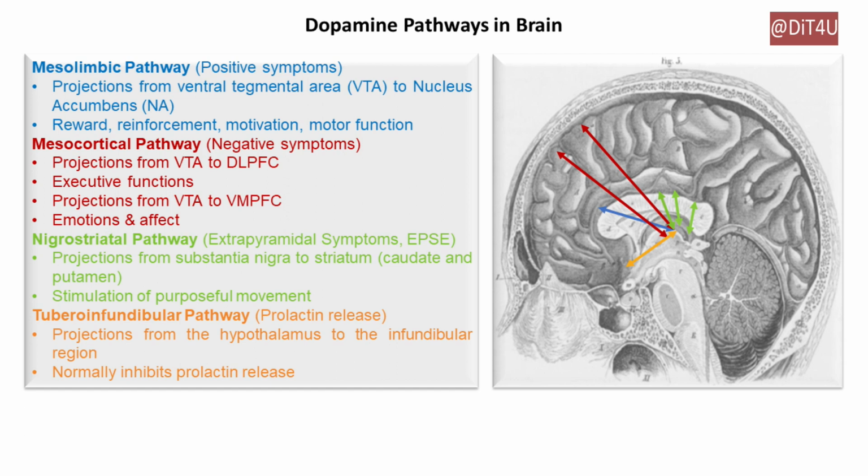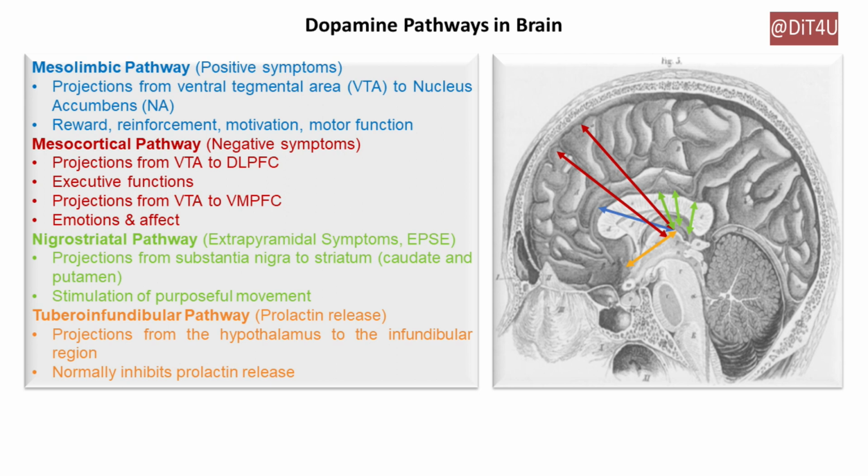So projections from substantia nigra to striatum, that is caudate and putamen, are responsible for stimulation of purposeful movement. Therefore, there are muscle changes such as rigidities and tremors, which are seen in extrapyramidal side effects, which occur due to antipsychotic action on this pathway.